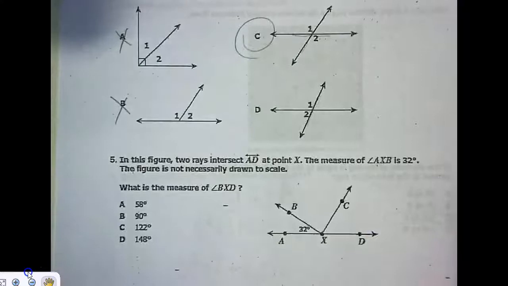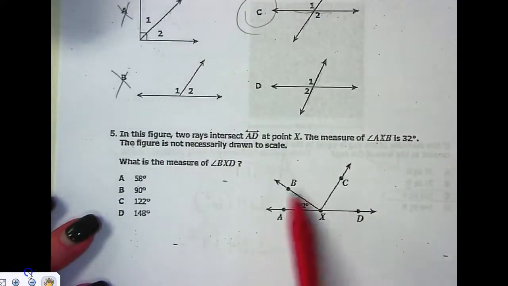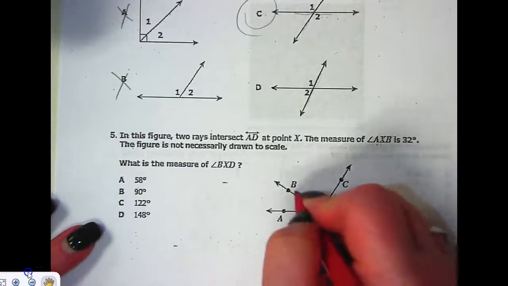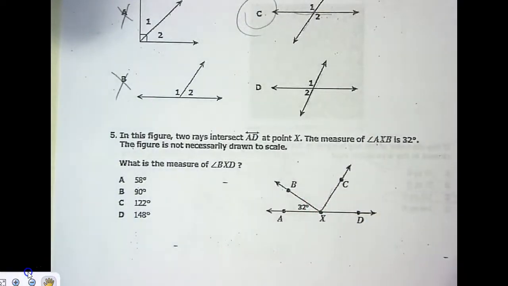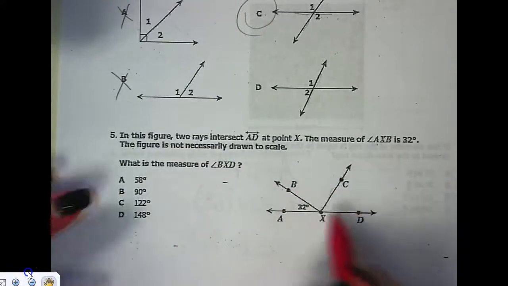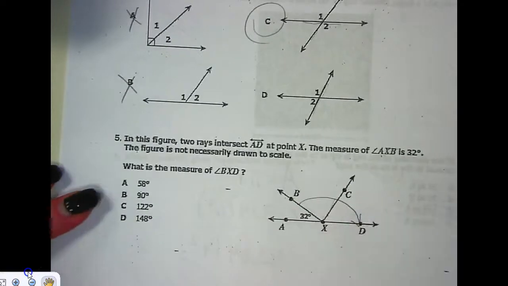Number 5. In this figure, 2 rays intersect line AD. So they intersect right here at point X. The measure of angle AXB is 32. This figure is not necessarily drawn to scale, which means that's not necessarily a 90-degree angle, although it looks like it. What is the measure of angle BXD? This right here. What's the measure of that right there?